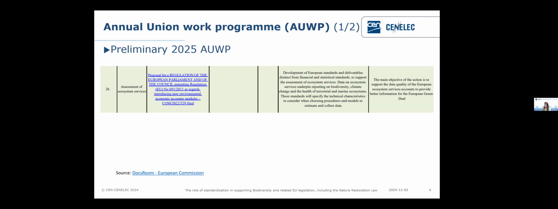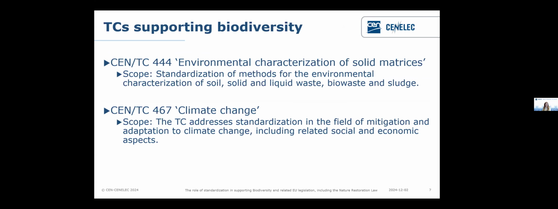With that in mind, I wanted to very superficially present the technical committees, the existing technical bodies that we have, that do work in support of biodiversity. Firstly, CEN/TC 444 on environmental characterization of solid matrices. Their scope is the standardization of methods for the environmental characterization of soil, solid and liquid waste, biowaste, and sludge. We have CEN/TC 467 on climate change, also quite recent, which will address standardization in the field of mitigation and adaptation to climate change, including related social and economic aspects. And then, if I can move forward.